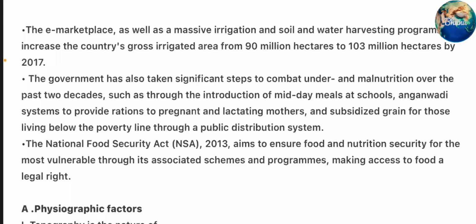The government has also taken significant steps to combat under and malnutrition over the past 2 decades, such as through the introduction of midday meals at schools, Anganwadi systems to provide rations to pregnant and lactating mothers, and subsidized grains for those living below the poverty line through a public distribution system. The National Food Security Act 2013 aims to ensure food and nutrition security for the most vulnerable through its associated schemes and programs, making access to food a legal right.